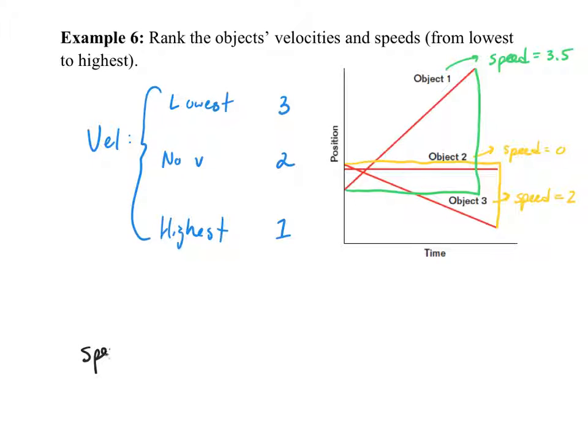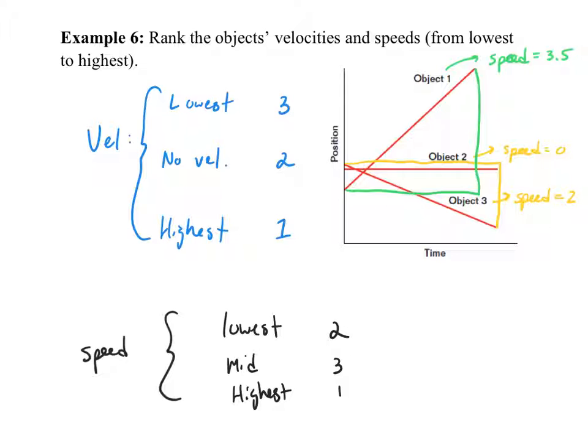So let's list our answers for speed again. For speed, the lowest speed is going to be object number 2. The middle speed will be object number 3. And the highest speed will be object number 1. Okay, so notice what happens, these two switch places. That's the key here to this problem. What was the lowest velocity earlier has now become the medium speed. What was the medium velocity earlier has now become the lowest speed. The highest velocity is still the highest speed because the slope of object 1 was the steepest.